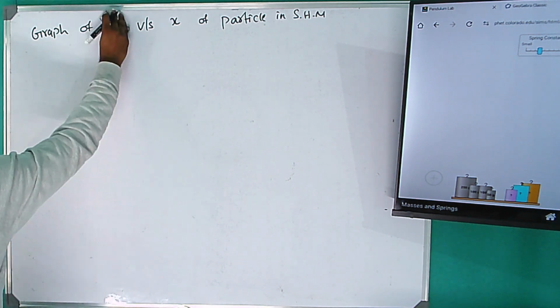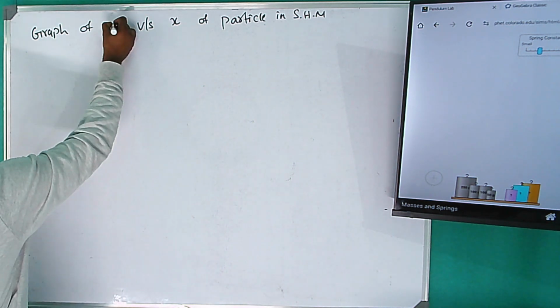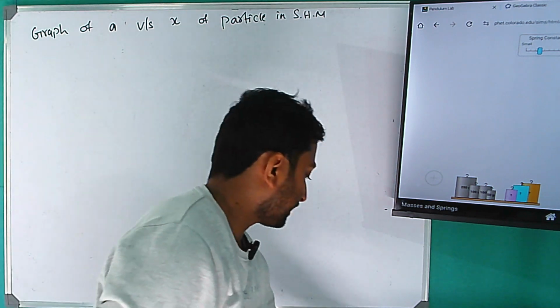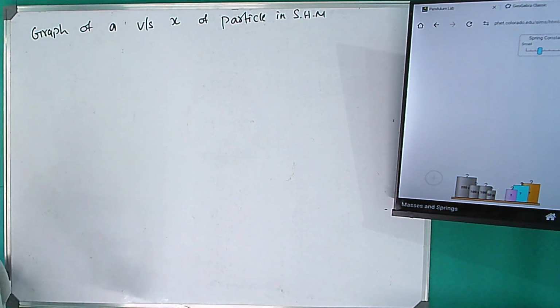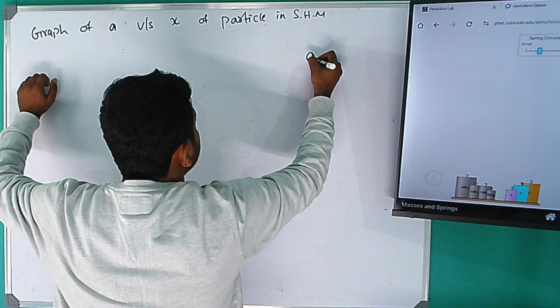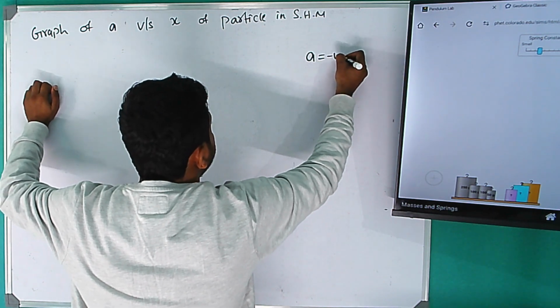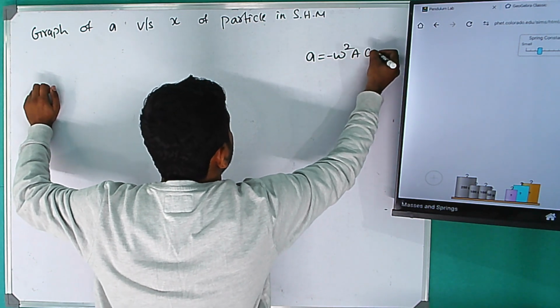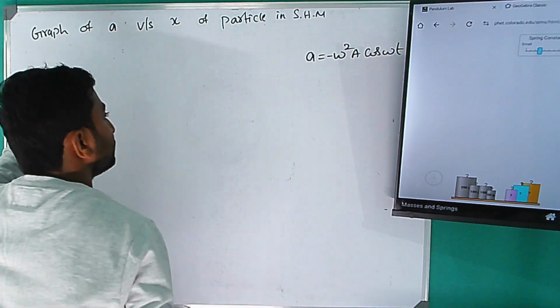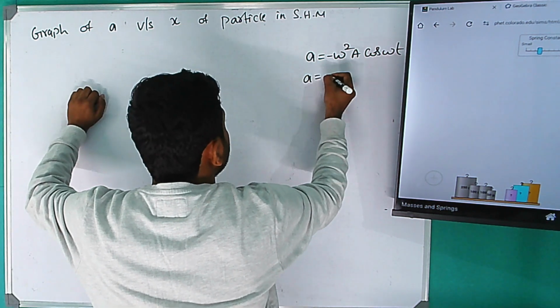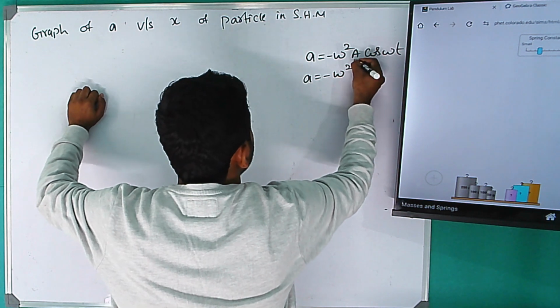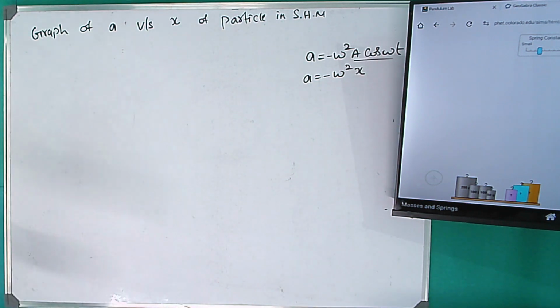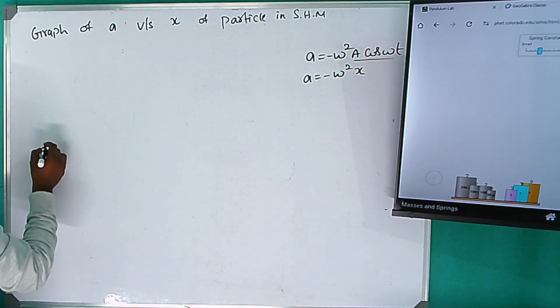The next topic is graph of acceleration versus displacement in SHM. The equation for acceleration is a is equal to minus omega square A cos of omega t, so a is equal to minus omega square x, because A cos omega t is taken as displacement. So let us try to draw the graph.